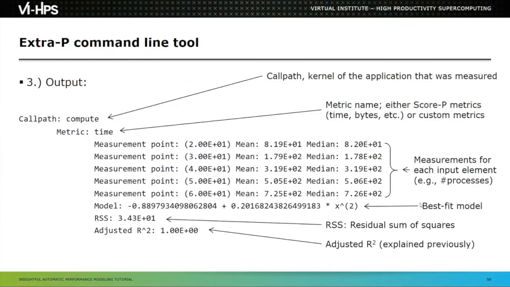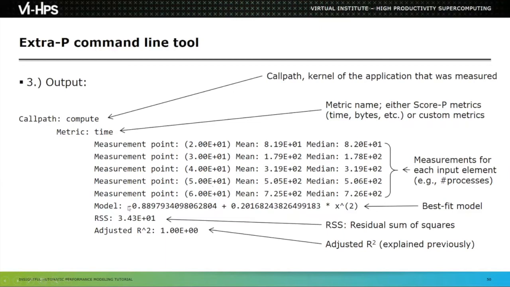The output ExtraP will then create for you basically looks like the following. It's a textual representation of the visual one. First, we can see the call path that was measured, that we instrumented. This would be compute in this case, and then we see all of the metrics for this call path. In this case, we just have one for simplicity, the runtime. Then we can see the measurement points with the values that were measured for the different configurations of our application. Let's assume we have our number of processes and we ran it for 2, 3, 4, 5, and 6 processes. For each of them, from the different repetitions, we computed a median and a mean value, and we use these for modeling.